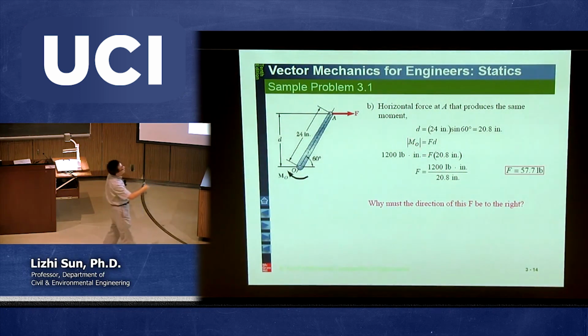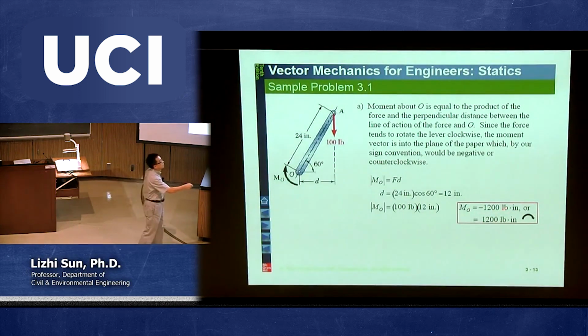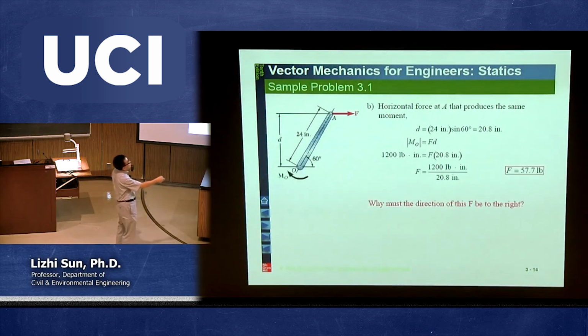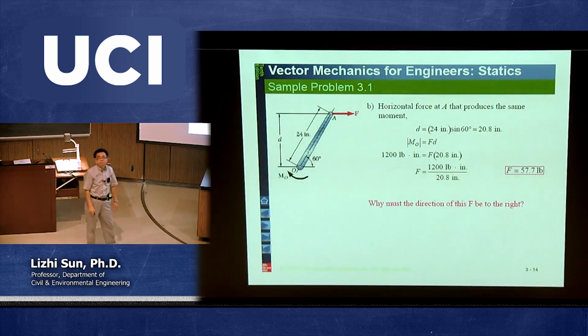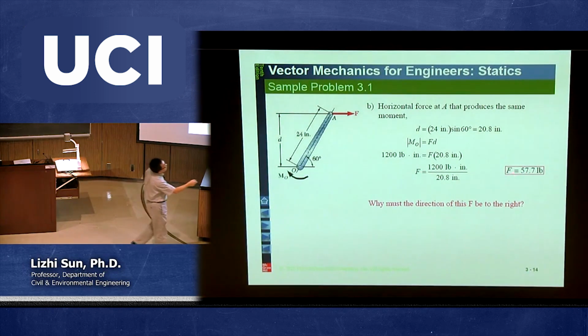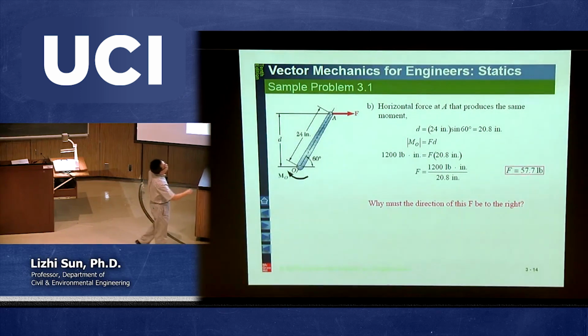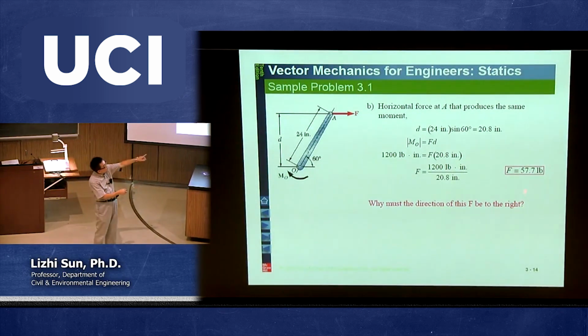And from the statement, this moment should be identical with this one, and this one we know. The magnitude is 1200. So we just put the 1200 on the left-hand side. This is the one we got from the previous question A. This is equal to the moment of this horizontal force. So from this equation, you can figure out the magnitude of this force, which finally ends up being 57.7 pounds. So this is what we call the magnitude.